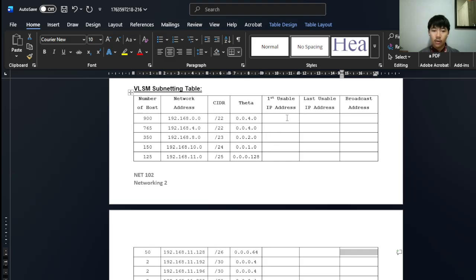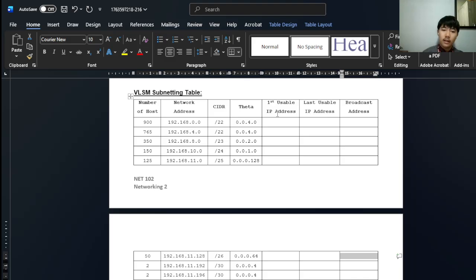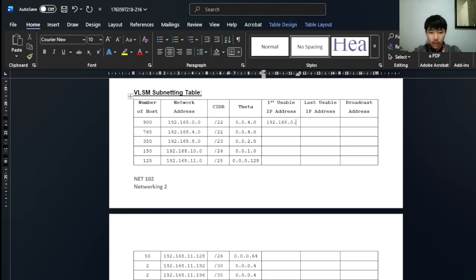Let's now proceed to the first usable IP address. For our first usable IP address, just add one to the network address: 192.168.0.1.